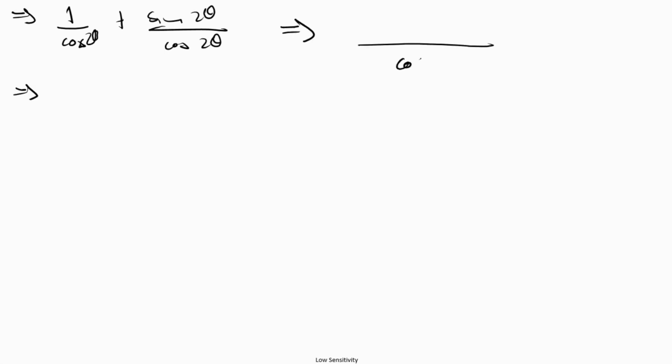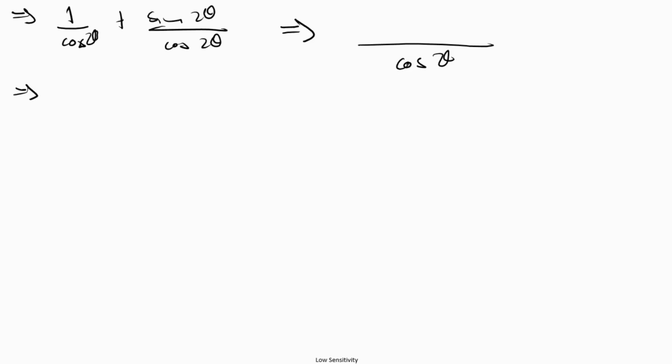Right, so we said the left hand side is 1 over cos 2θ plus sin 2θ over cos 2θ, and we saw the identities here. We can rewrite this where cos 2θ is the common denominator here.